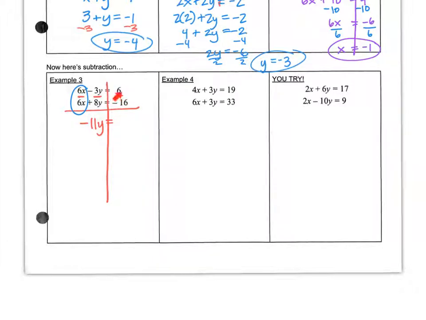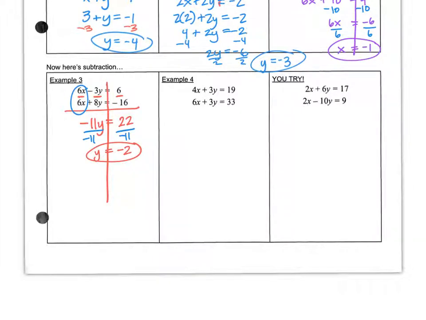And lastly, 6 minus negative 16. Okay, minus a negative is like adding it pretty much. So we're going to get 22. Again, putting that in your calculator, 6 minus negative 16 is a positive 22. To get y by itself, we're dividing by negative 11. And we get y is negative 2.